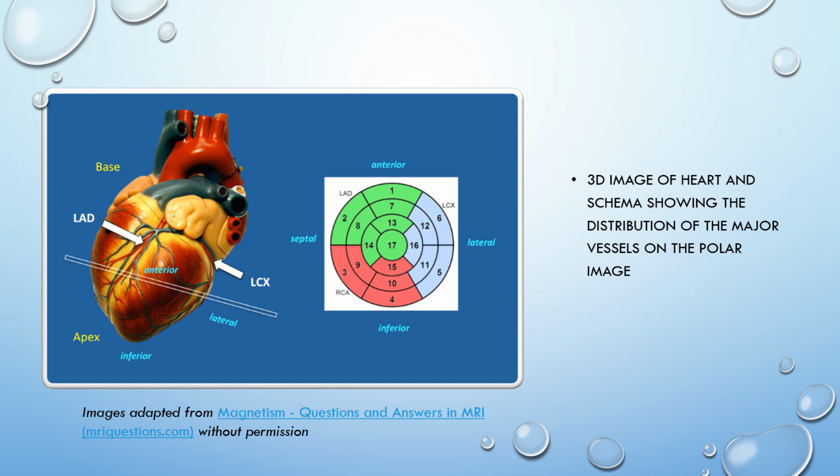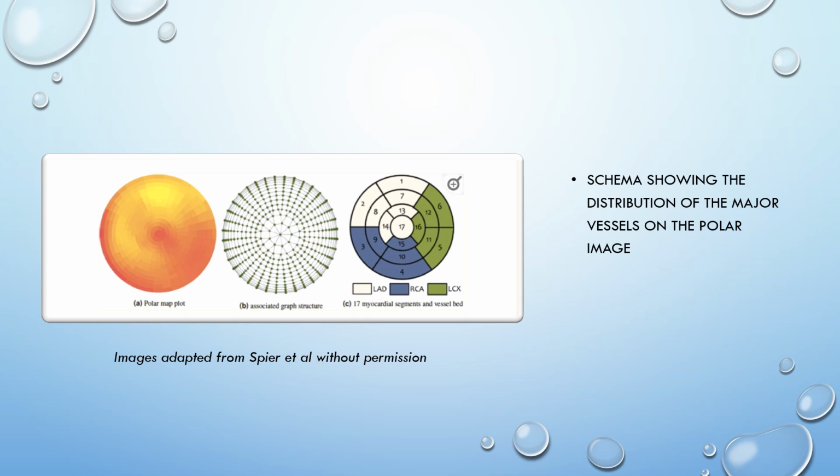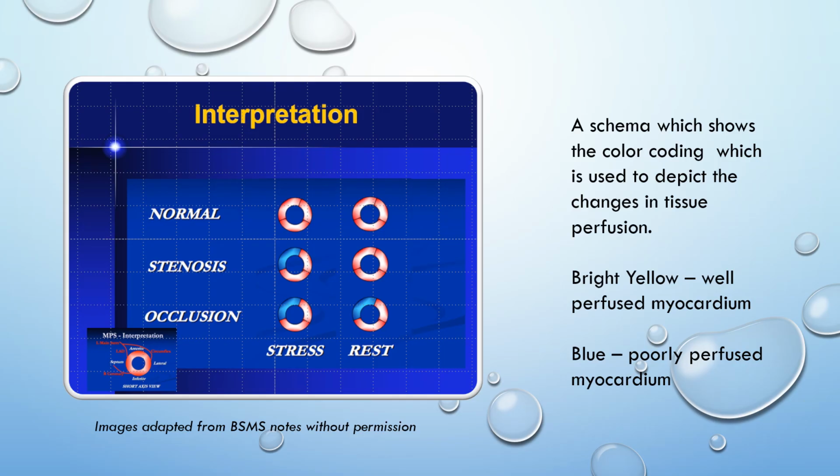And this shows us what direction or what vessels should be targeted when we get these images out with the polar images. This just says the same thing, but I just wanted another picture that's representative of what we just talked about. Now let's continue with the interpretation. Before we interpret this, we have to take note of the color coding. The yellow or the bright color shows that there's good myocardial supply and therefore good blood flow, while the blue shows that there is stenosis.